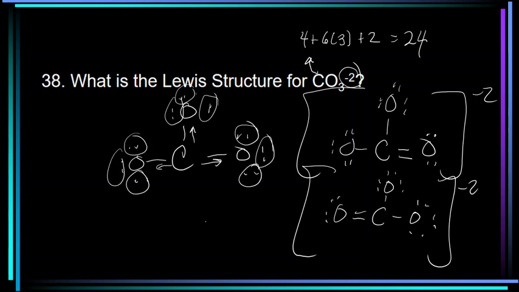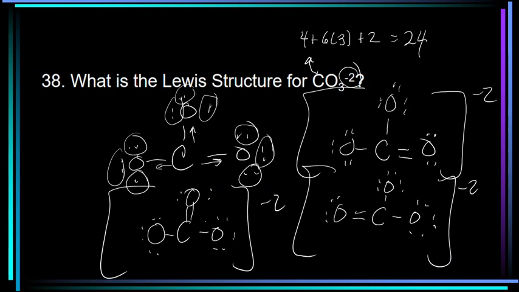Is there another possibility? Are any of these right? They're all right. So, when you encounter these situations where it can be any possibility, you can either draw all the possibilities or draw one and put an R. The R means it resonates. That means that that double bond flitters back and forth between all the possibilities.